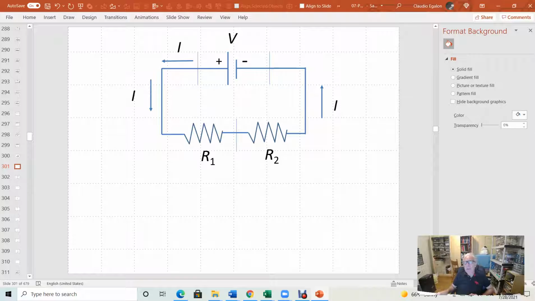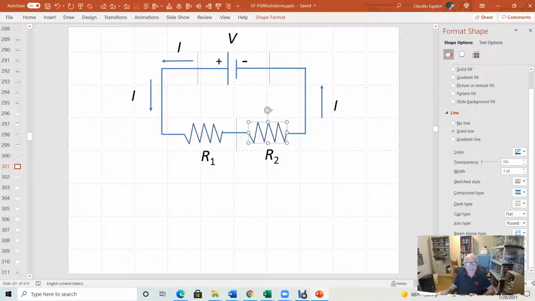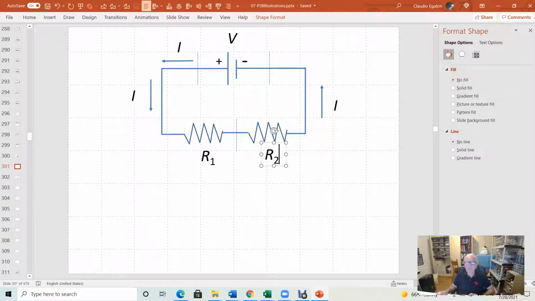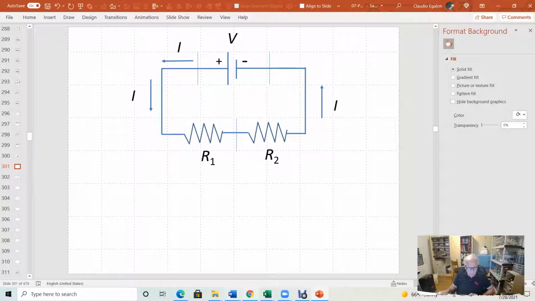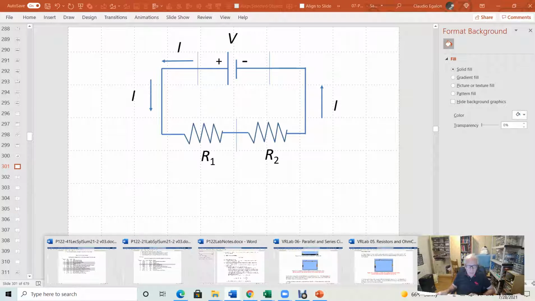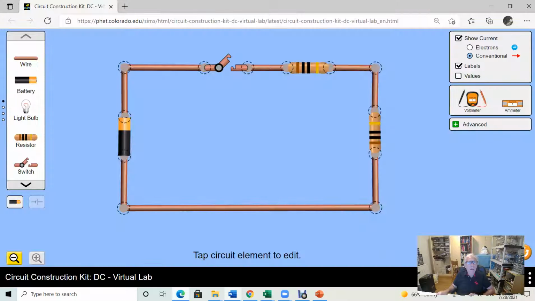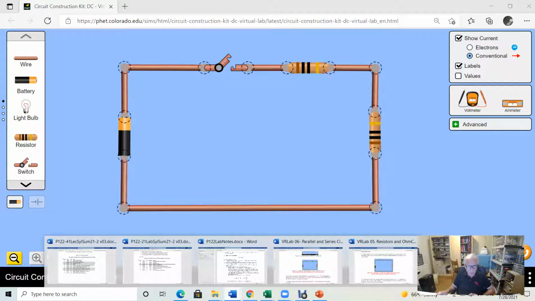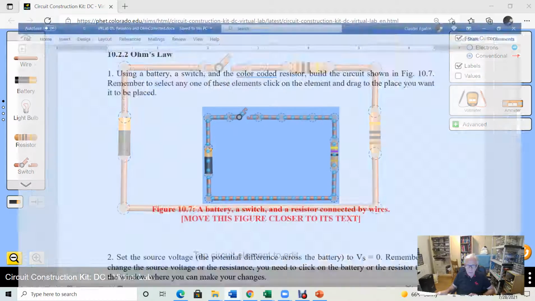This drop in potential is given by Ohm's law. V1 is equal to R1 I. And what you're going to see in the simulation is that the drop in potential here plus the drop in potential here is going to be equal to V. Okay? So let's go there to the simulation. That's the picture that you have to have. Now we're going to go to our, here you go.